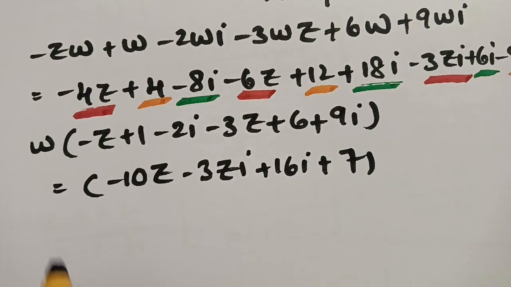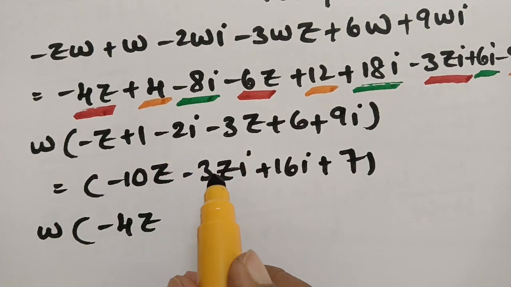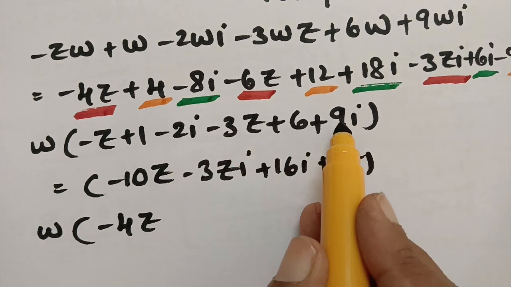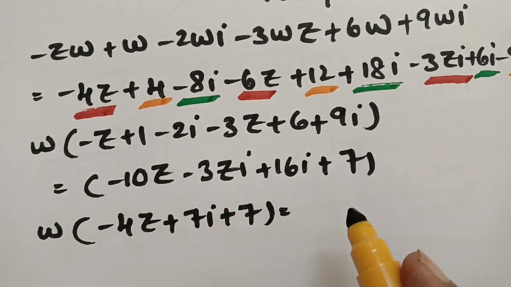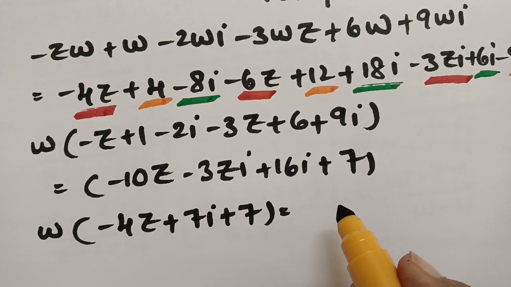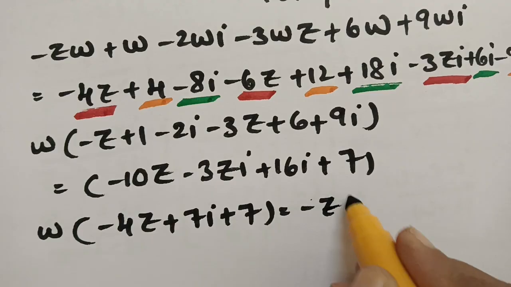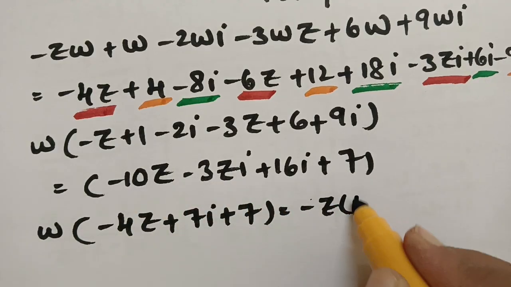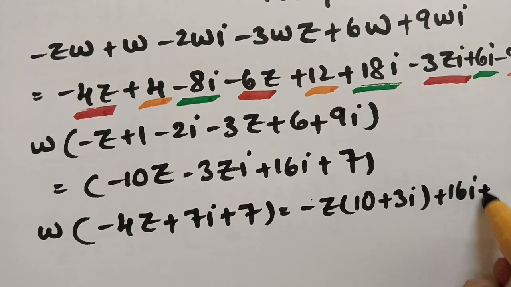See here, this is w times of minus 4z, and this is plus 7i, plus 7i, and the next one is plus 7. If you take minus common from this, if I take minus z common, this will be 10 plus 3i. Clear? This value is 16i plus 7.